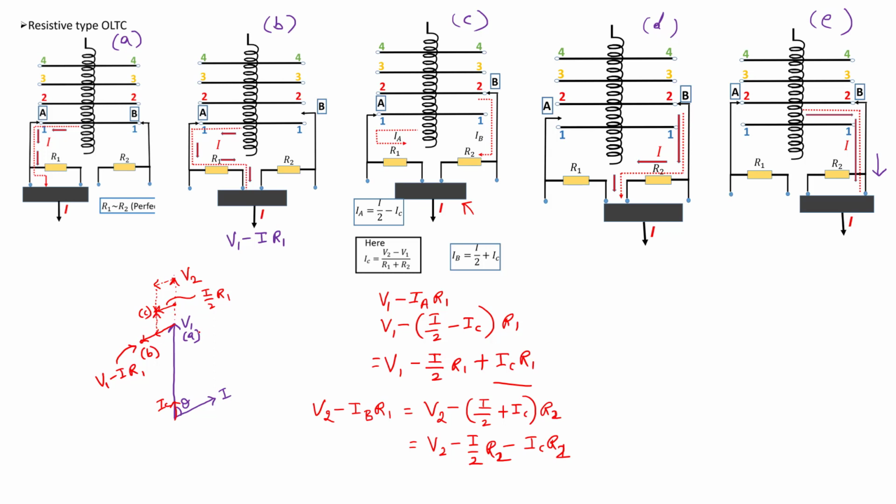So this is position A, position B, position C, and what is position D? In this case, only B is connected, that is V2 minus IR2. Already we have drawn V2 minus I by 2 R2 here. So V2 minus IR2 is simply double that one. So this is the position D. And then finally in E, there is no voltage drop because the 2 is directly connected.